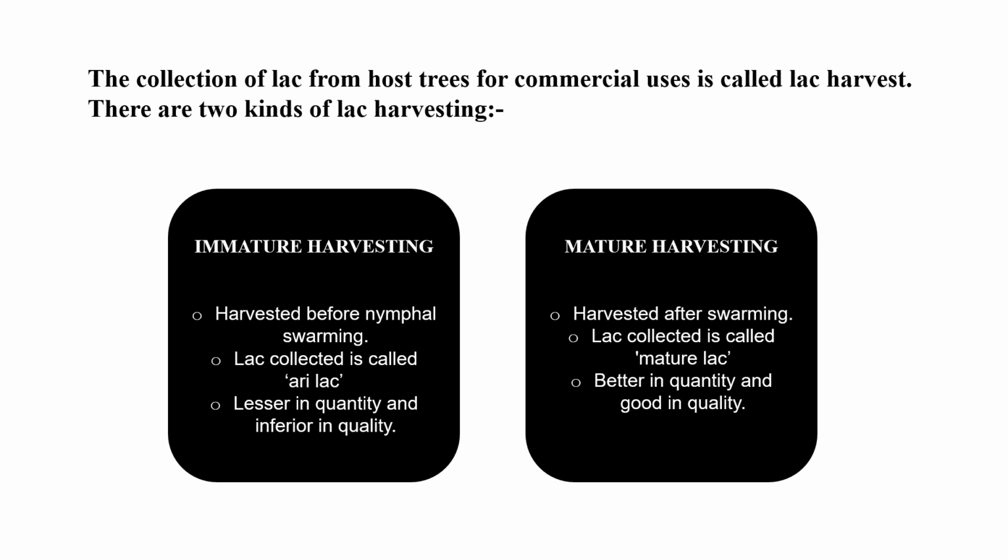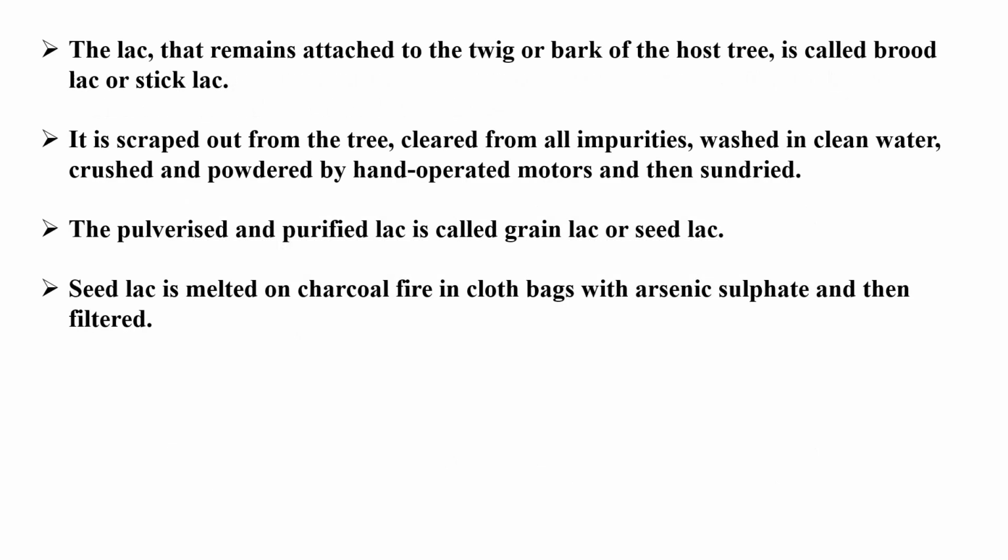In mature harvesting, they are harvested after swarming. The lac collected is called mature lac. They will be better in quantity and good in quality. The lac that remains attached to the twig or bark of the host tree is called brood lac or stick lac.